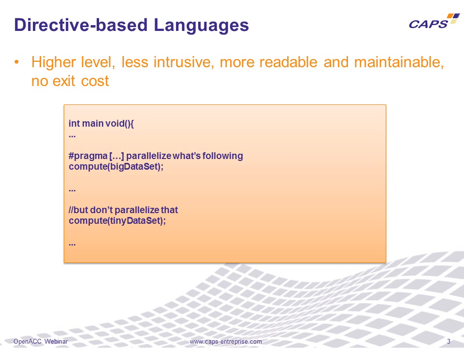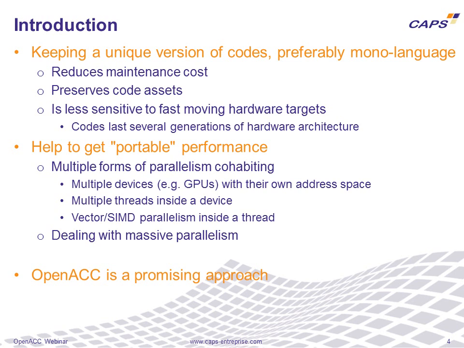In 2007, CAPS Enterprise introduced HMPP, an innovative directive set for GPU programming. Today, the HMPP compiler has been extended to support OpenACC directives. Programming many-core systems faces the following dilemma: keeping a unique version of code and maintaining performance on various hardware.